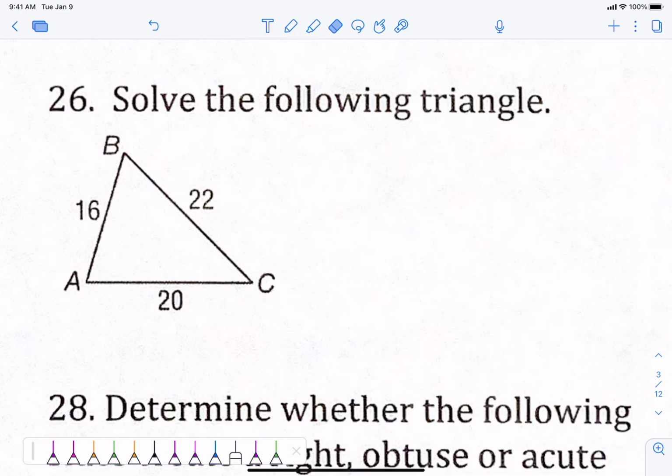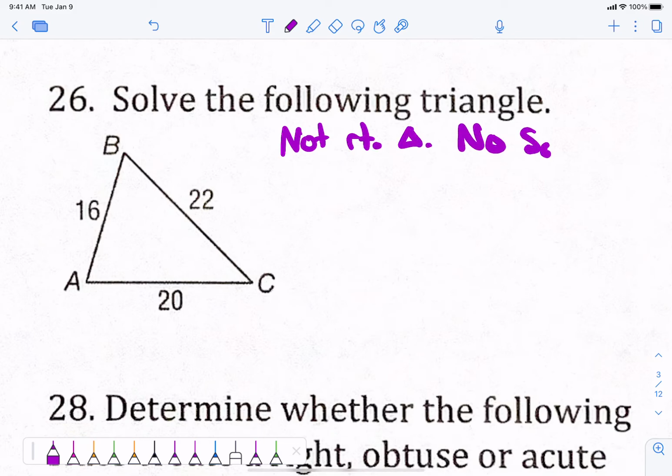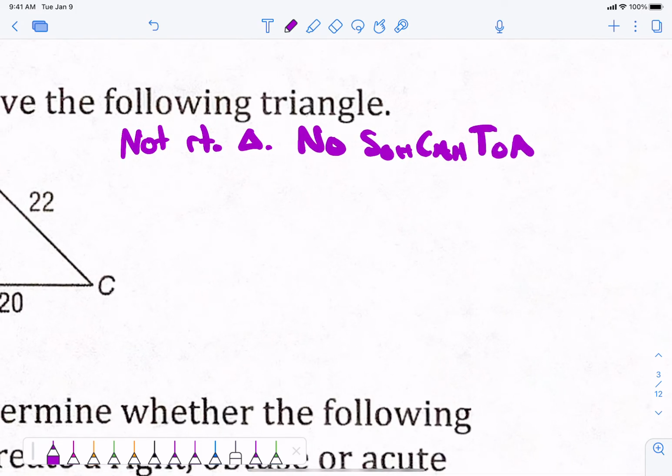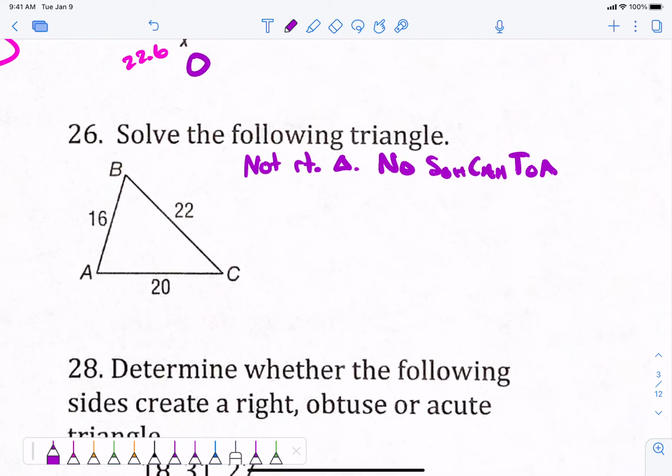All right, 26. Solve the following triangle. Is this a right triangle? No, so SOHCAHTOA is out. Nope, we can't do it. When it says solve the triangle, it means find everything that's missing. So capital A, capital B, capital C, and then lowercase a, lowercase b, lowercase c.